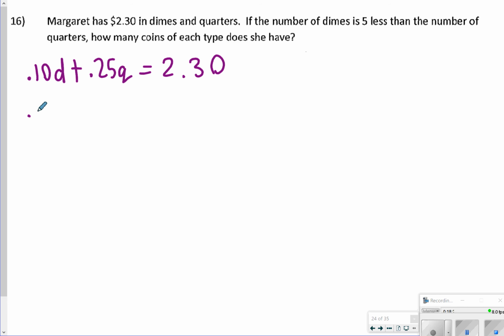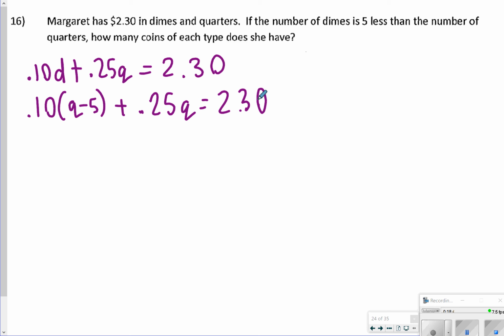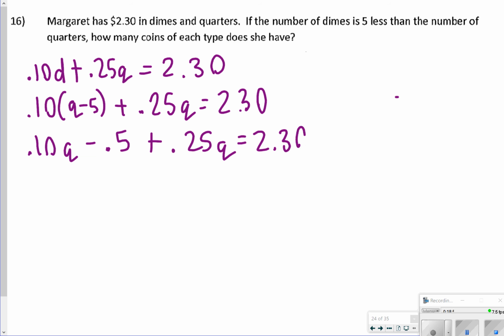So what I can do is maybe plug that in for dimes. So the number of dimes would be 5 less than quarters. That'd be Q minus 5 for 5 less than quarters. Okay, so what I'm basically doing here is substitution. So I get 0.10 times (Q minus 5), plus 0.25 Q is equal to $2.30.